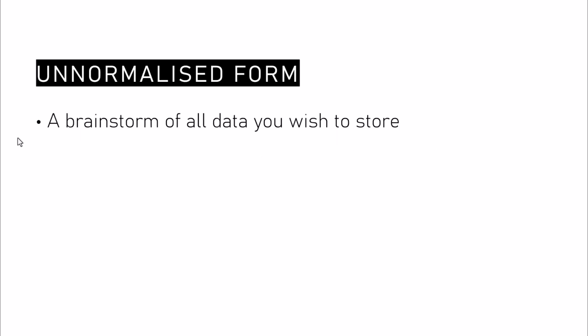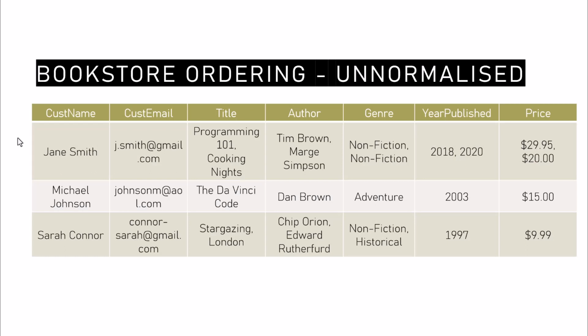So what we'd start with is an unnormalized form. This is just the big brainstorm of what it is that you want to store in your database, and expect that this will be added to and maybe some items deleted as you go through. So here's an example of an ordering system for a bookshop. We're going to store data about the customer, what they've ordered, information about the books themselves, all that kind of thing. But you can see straight away we've got a couple of problems.